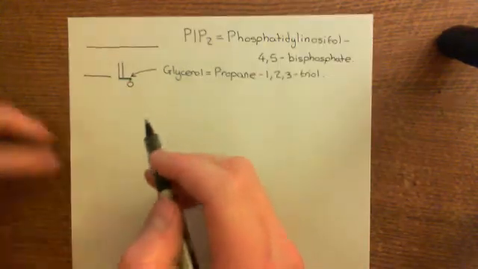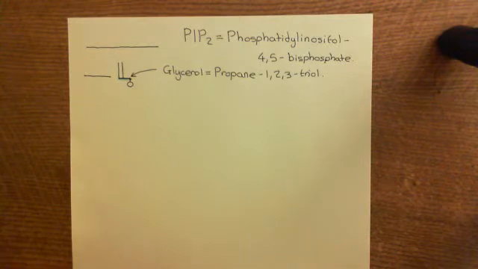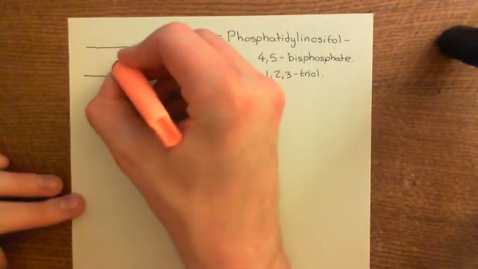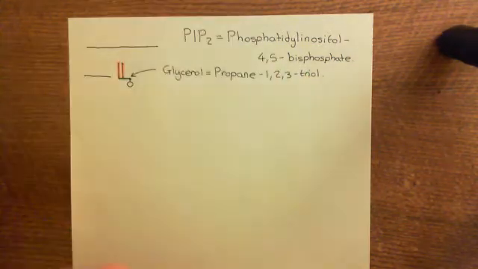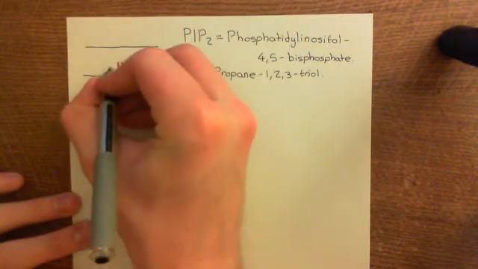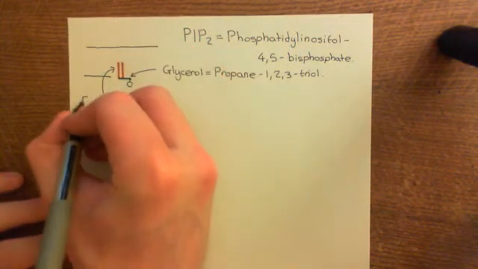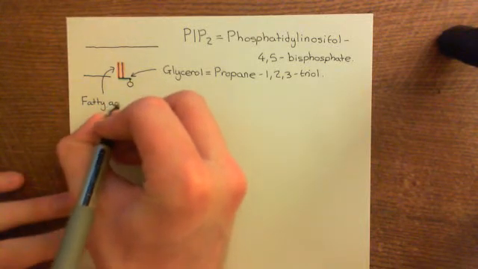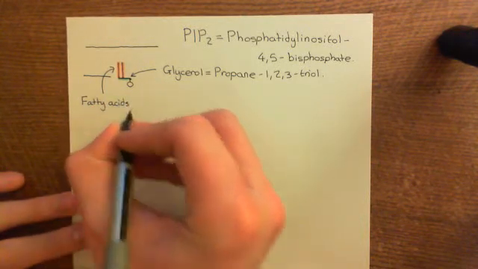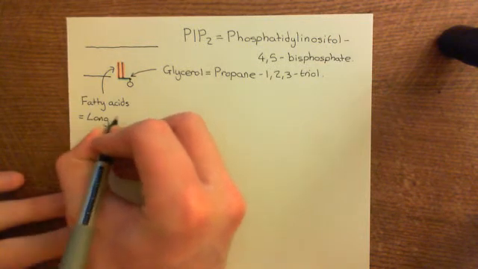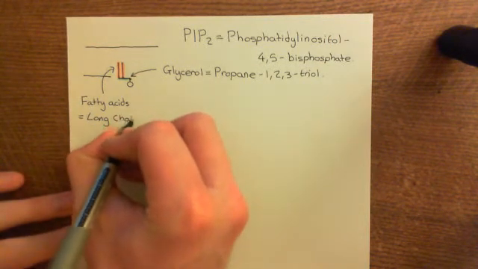Then off this glycerol backbone, you have fatty acid molecules, which are esterified to the first and second alcohol groups of glycerol. So these are fatty acids that have been esterified. And again, fatty acids have a more proper name. They're also known as long-chain carboxylic acids. That's their more proper name.